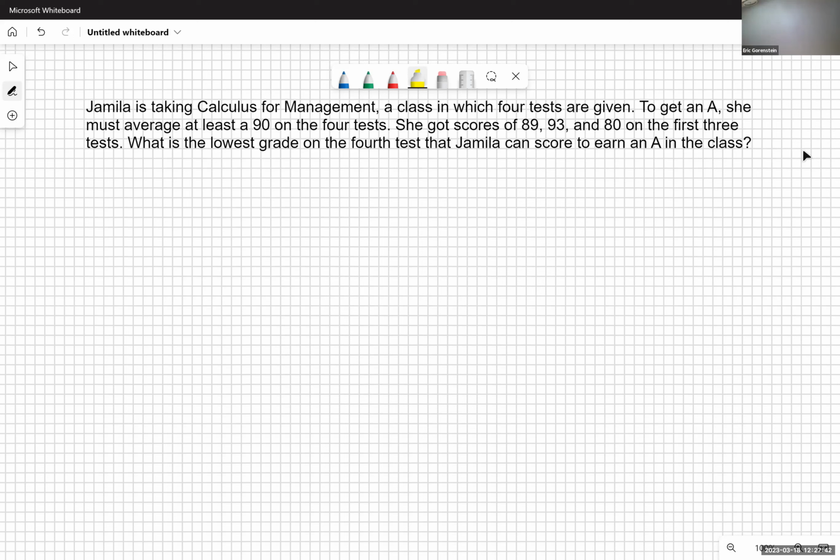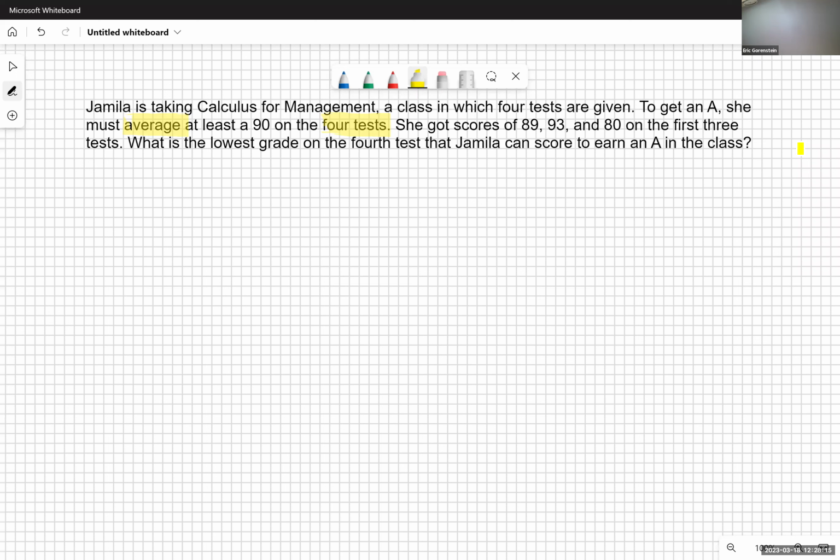So let's start by looking at the problem and pulling out some key words and phrases that tell us what we need to be doing in this problem, how to approach it, how to set it up. So the first word that pops out to me is the word average. And we're looking for the average. And there's 4 tests. So the average of 4 tests. Now to find the average of 4 numbers, we know we have to add them up and then divide by 4.